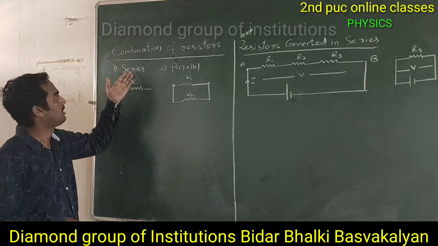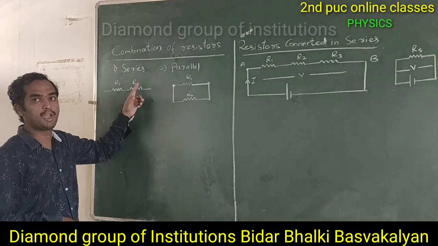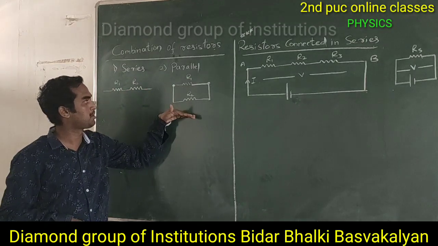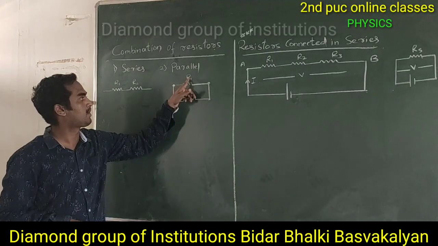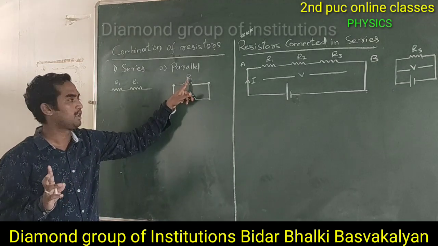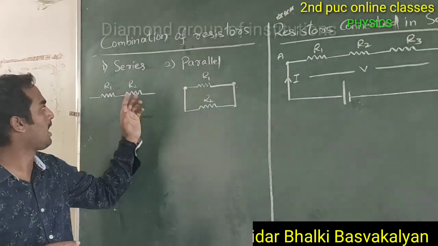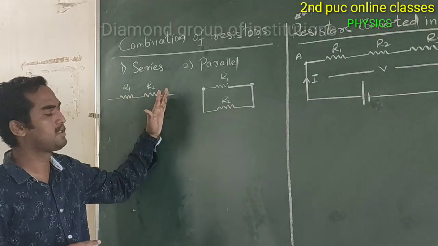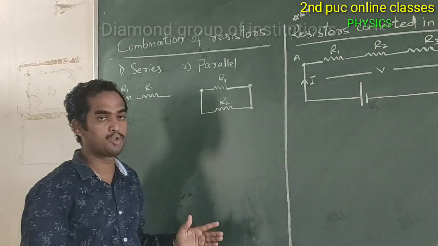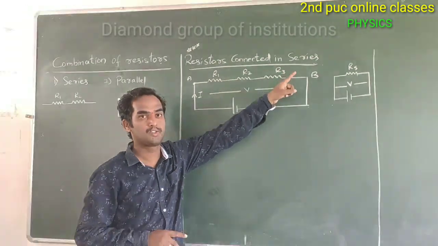Here we can see the series combination. These two are connected between two ends, and here it is connected between two points, R1 and R2. We have chosen two resistors R1 and R2 connected in parallel here, and here they are connected in series. Now we are going to discuss the most important derivation, resistors connected in series.